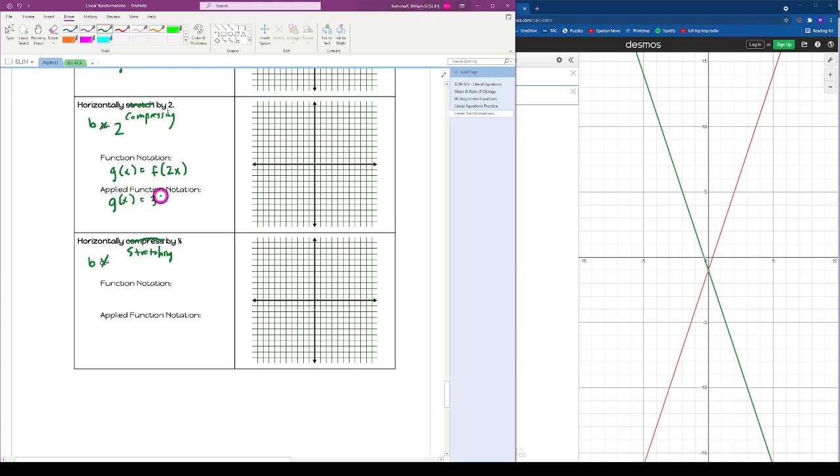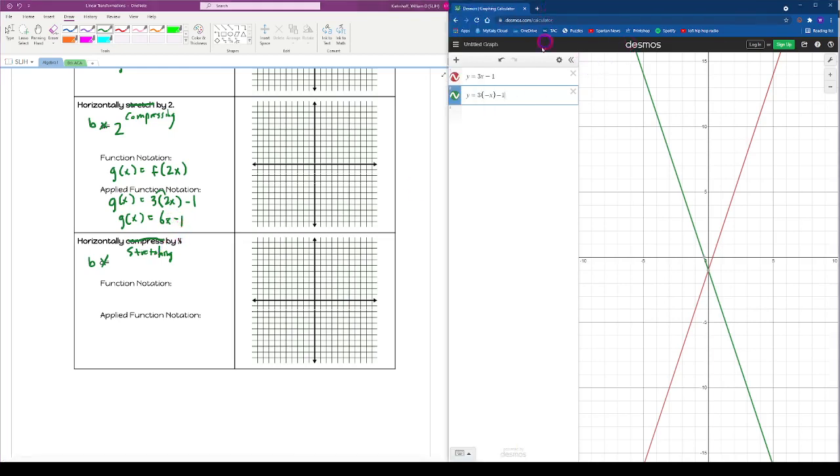So that would be 3 times 2x minus 1. So we had 3x minus 1. We're replacing the x's with 2x's. So g of x is going to be equal to 3 times 2, that's 6x, and then minus 1. So let's plug this in, see if it looks right.